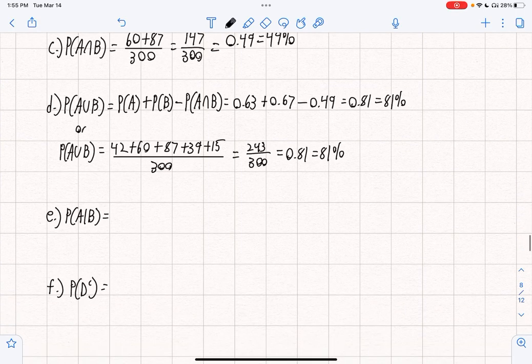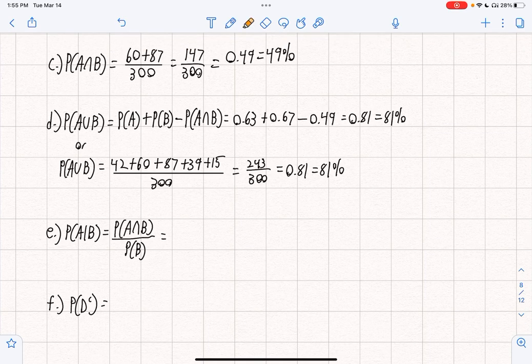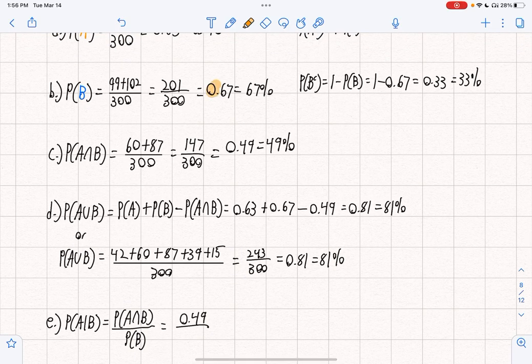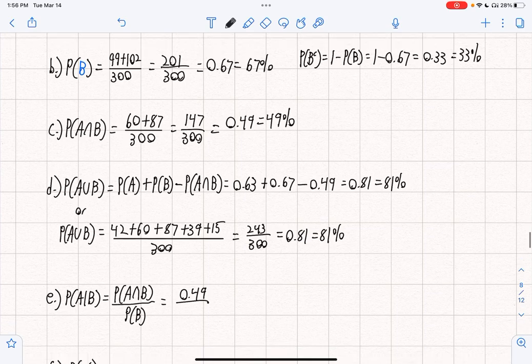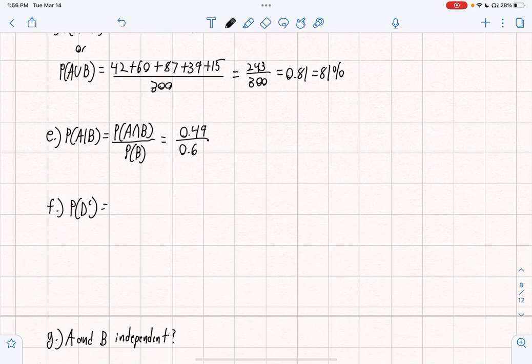Okay, A given B. We know that this is equal to the probability of A and B divided by the probability of B. Well, we found the probability of A and B to be 0.49, so 0.49 divided by the probability of B, which we found to be 0.67. And I get 0.73 or 73%.